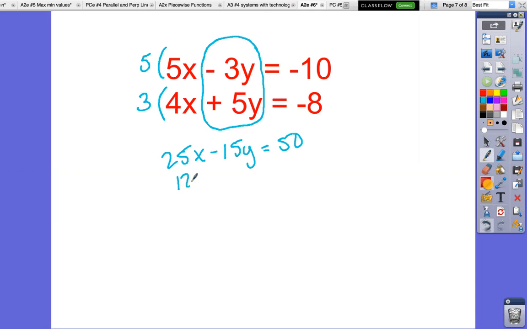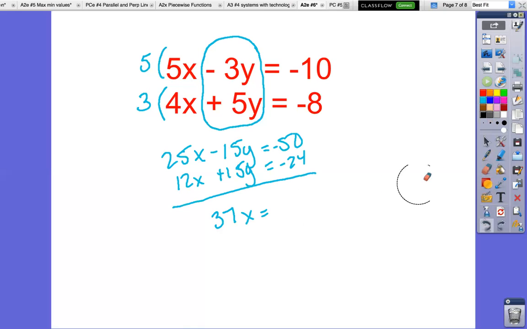Distribute this out. And they were opposite. So again, 5 times negative 3 is negative 15, and 3 times 5 is positive 15. So when I add them together, 37x equals... oh, that was negative 50. See, I made a mistake. 95% of the mistakes made on this are sign mistakes.